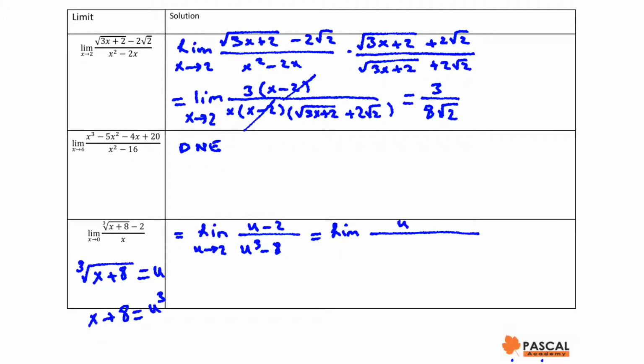This limit can be written as u minus 2 over u minus 2 times u squared plus 2u plus 4, as u approaches 2. Using the difference of cubes, we factor the denominator. Then the limit would be 1 over 4 plus 4 plus 4, which is 1 over 12.